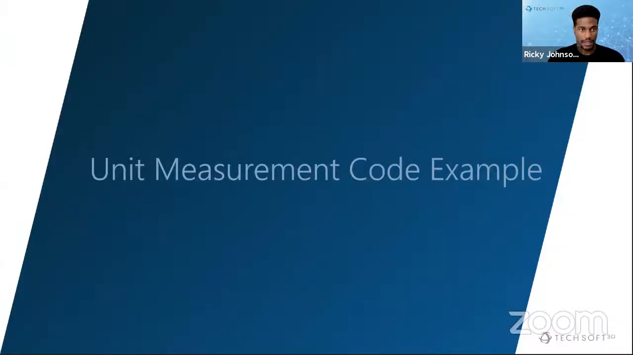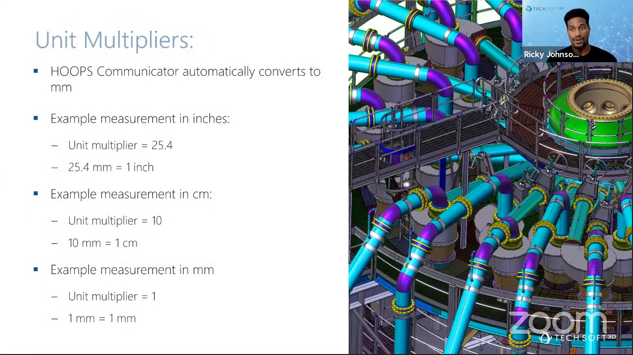Here we go. So, unit multipliers. A unit multiplier is essentially how many millimeters are in one single unit of whatever unit is currently being displayed. Hopefully this will make more sense the more I talk about it.